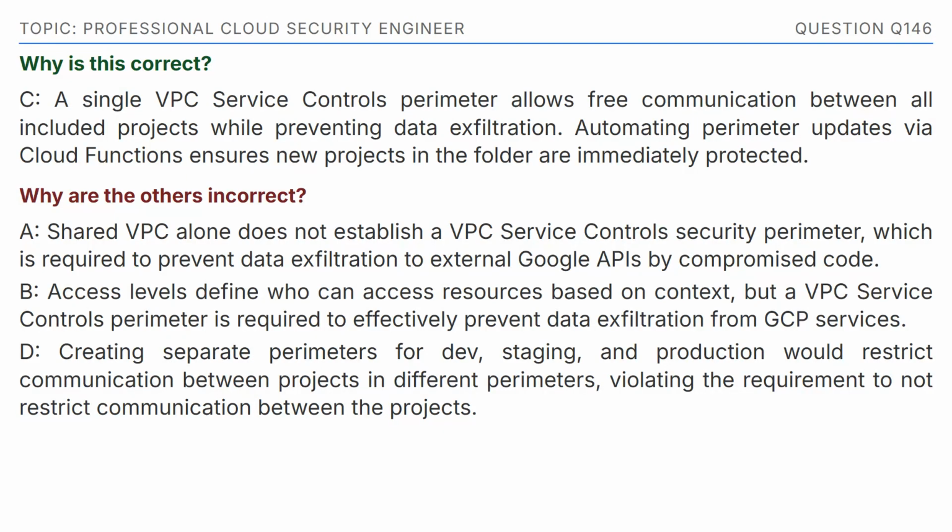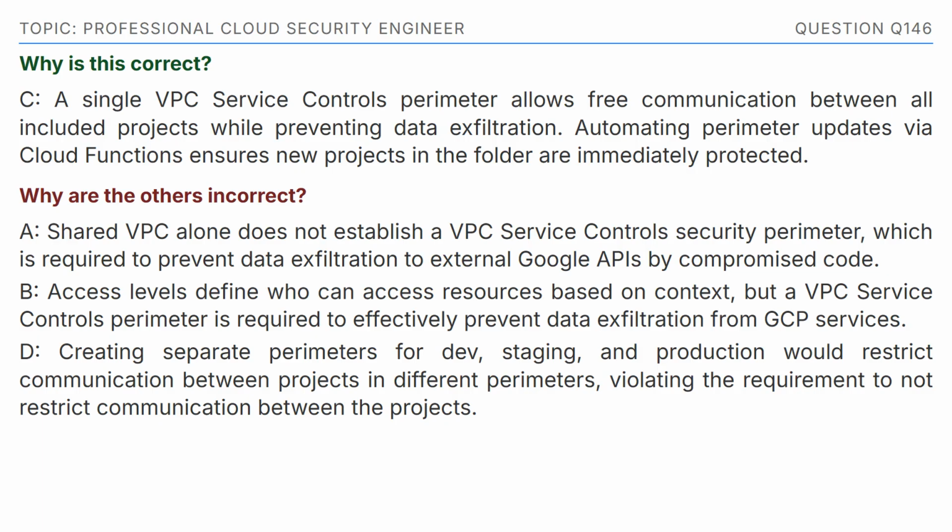Why is this correct? C. A single VPC Service Controls perimeter allows free communication between all included projects while preventing data exfiltration. Automating perimeter updates via cloud functions ensures new projects in the folder are immediately protected.